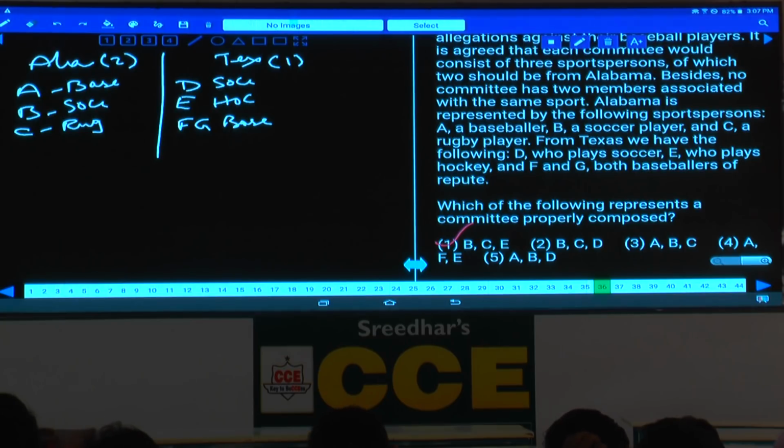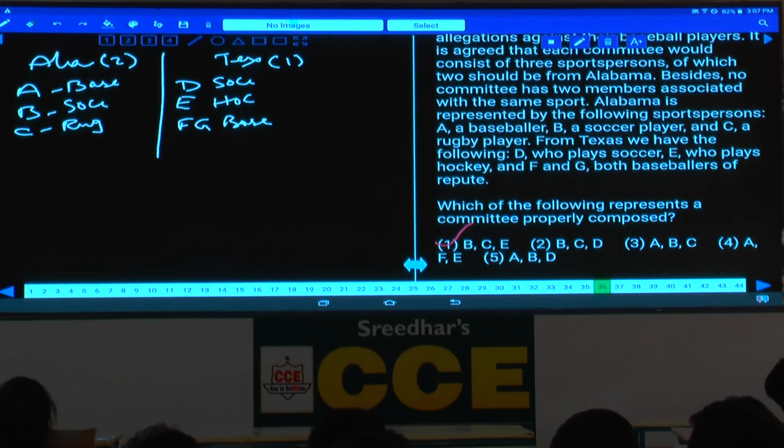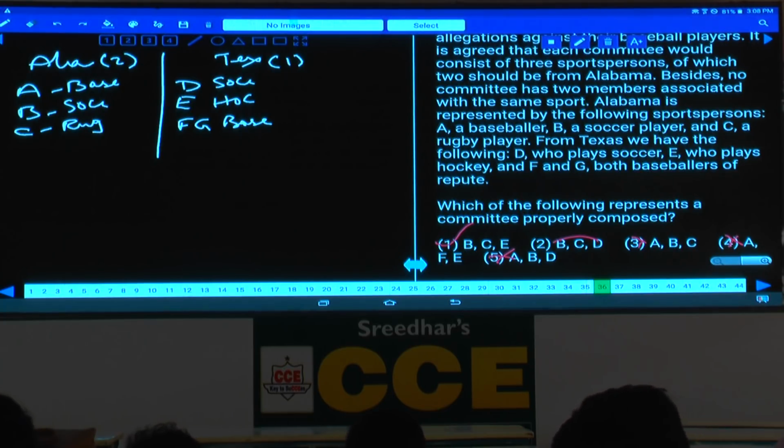Then what about choice 2 here? B, C and D. Why D? Choice 2 cannot be your answer. B and D are playing the same game. It should not be. And choice 3, ABC. ABC, all the 3 persons from only Alabama, it should not be. And A, F and E. A is baseball and F is also baseball. This is also ruled out. A, B and D: baseball, and D is again soccer, and B is soccer, so this is also ruled out. Then what is your answer here? Only choice 1. Question 36.